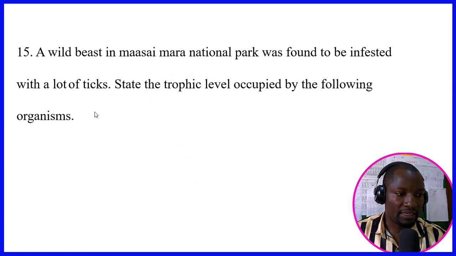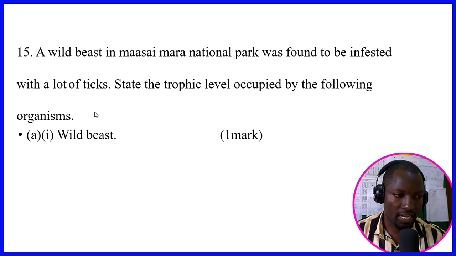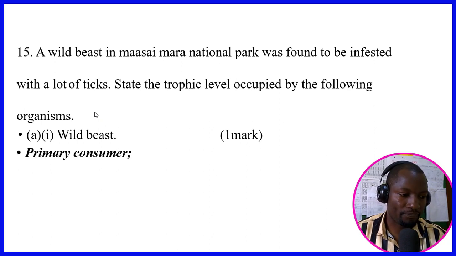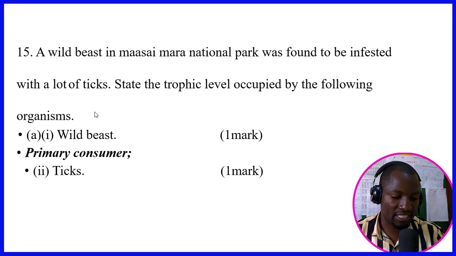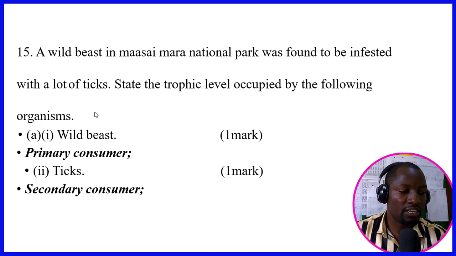A wild beast in Masai Mara National Park was found to be infested with a lot of ticks. State the trophic level occupied by the following organisms. Organism number 1, wild beast. The wild beast feeds on plants, so it's a primary consumer. What about the ticks? The ticks are feeding on the primary consumer, which is the wild beast, and therefore they become the secondary consumers.